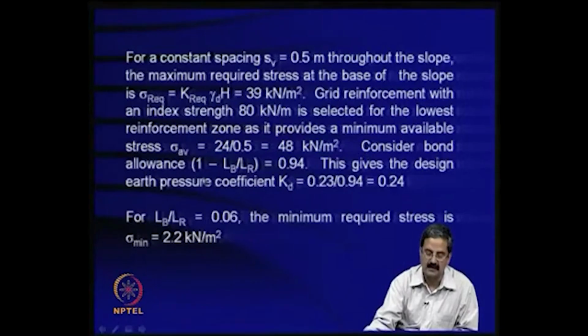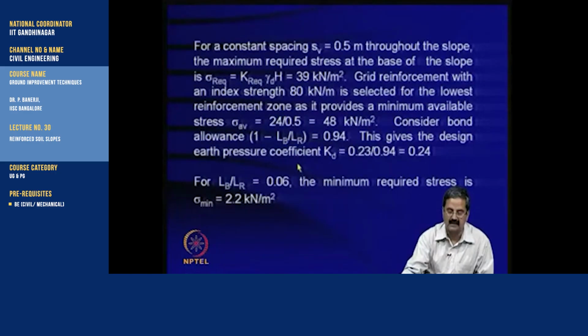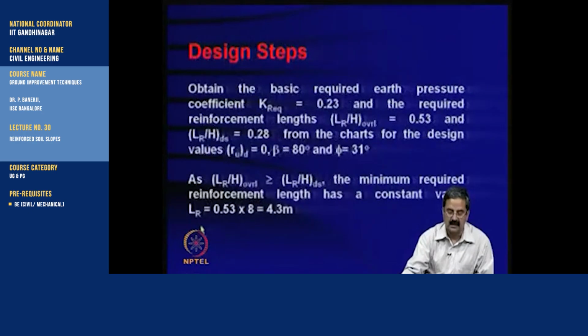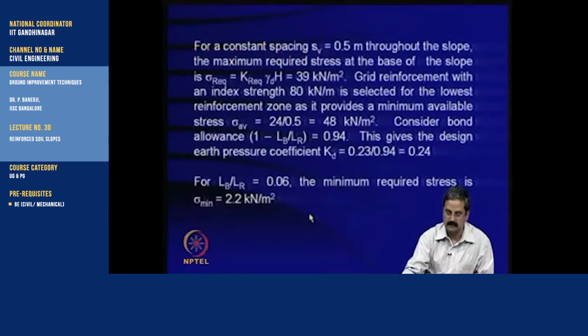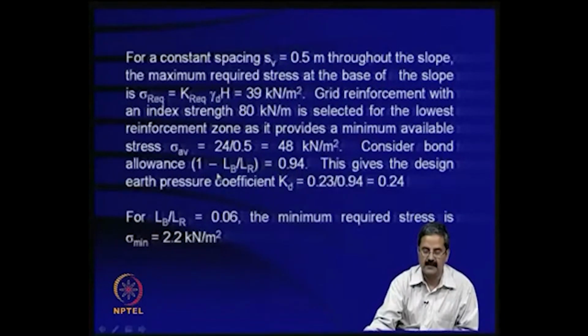So, considering bond resistance, 1 minus LB by LR, this is another one. There is a calculation required for LB also, and LR we have already got from the previous diagram, LR is 4.3 meters, and LB is, we have another expression. Finally, it will always be less than 1.